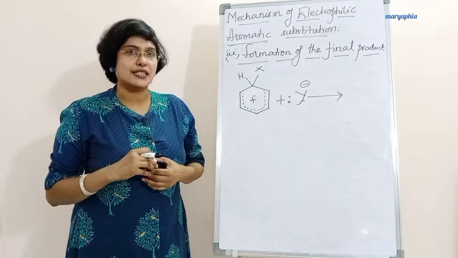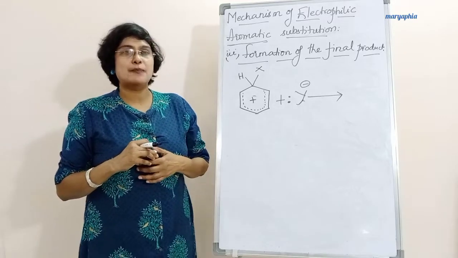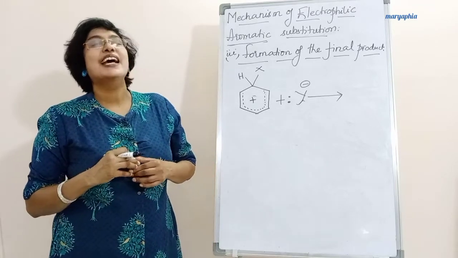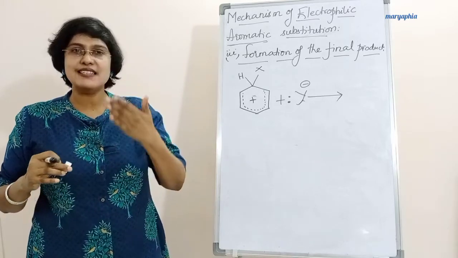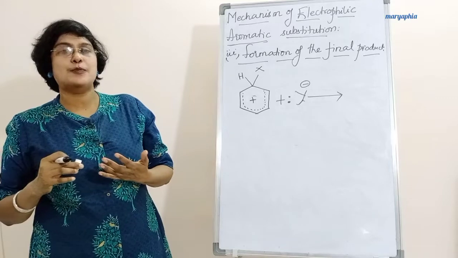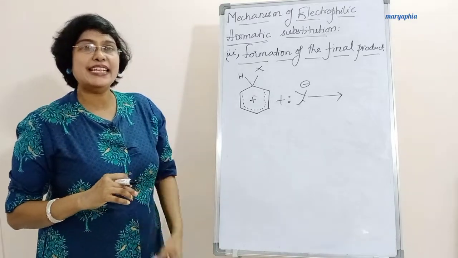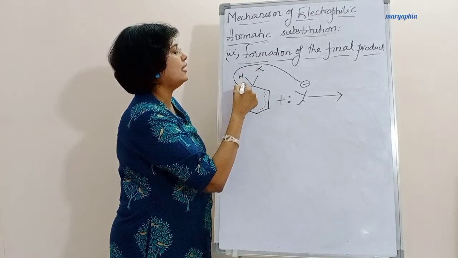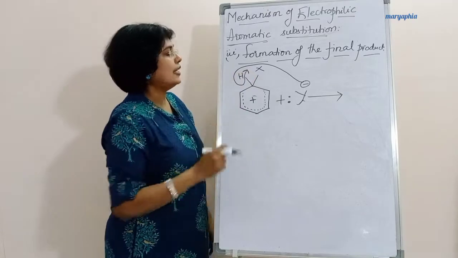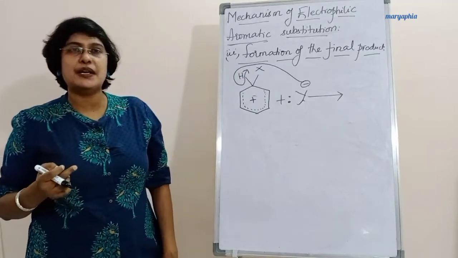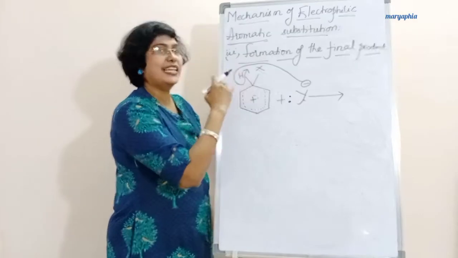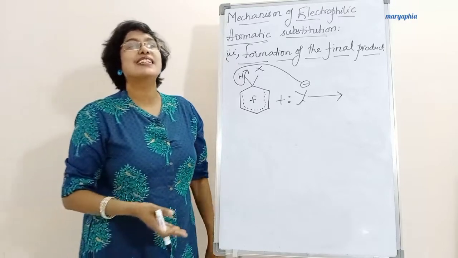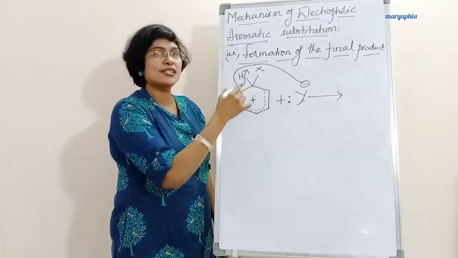Formation of the final product. In the first step, X plus Y minus: X plus was the electrophile and Y minus was the anionic species. Now in this third step, the anionic species, that is Y minus, abstracts the proton. Look here, students, how I am drawing this arrow. I am not touching the bond between carbon and hydrogen. That means H is coming out as H plus, and with Y minus it forms HY.